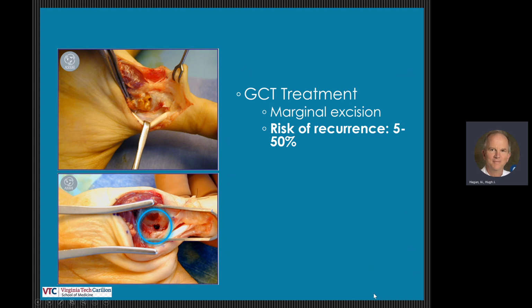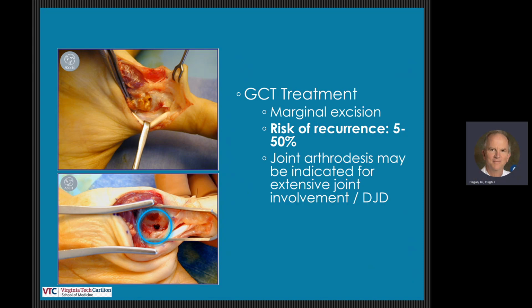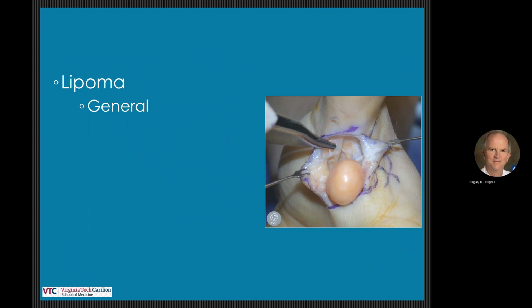For instance, if it arises in the DIP joint, the only way to get to the entire tumor is to open up the DIP joint. And sometimes that's more than you want to do. Joint arthrodesis may be indicated if you have extensive joint involvement or a recurrent giant cell tumor. Another common mass seen in the hand is a lipoma.